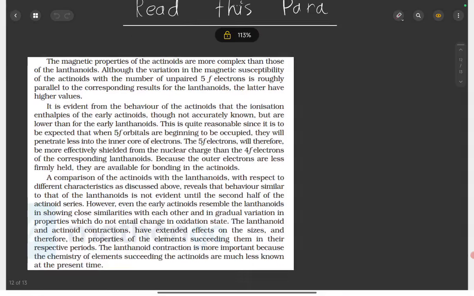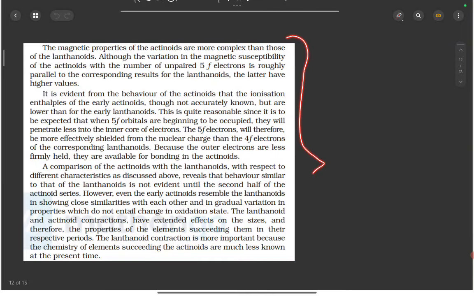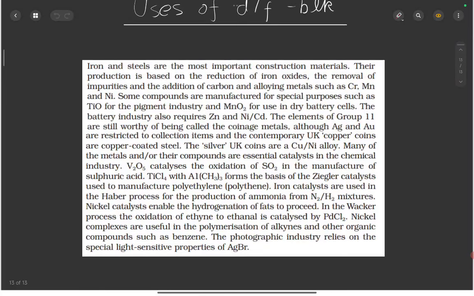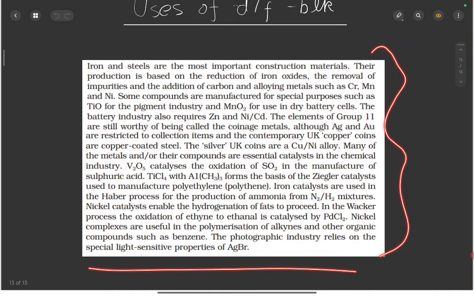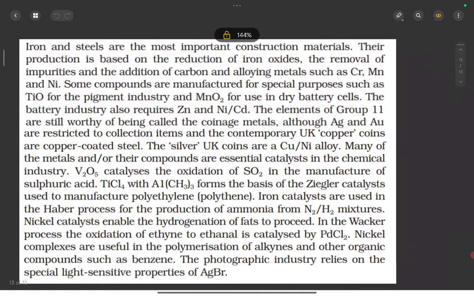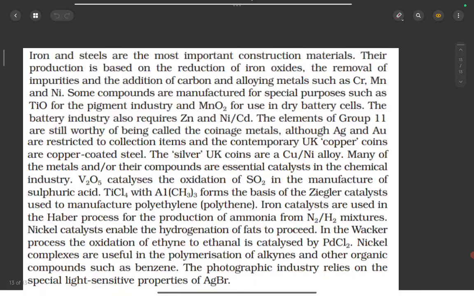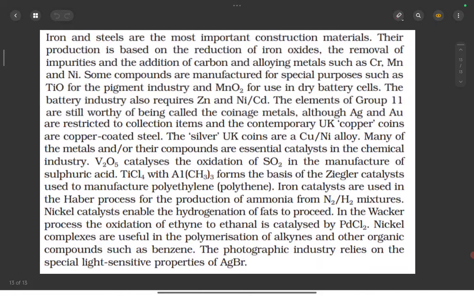Now for this paragraph, read it slowly. And these are the uses of d-block elements. I cannot make you memorize this. Don't expect me to make a trick for this. What trick do you want me to make? Remember this trick: silver coins are copper nickel alloy. Man, how do I tell you that cupro nickel is used to make coins of the United Kingdom? Just read this one, take a screenshot, read this, and this is not that important.